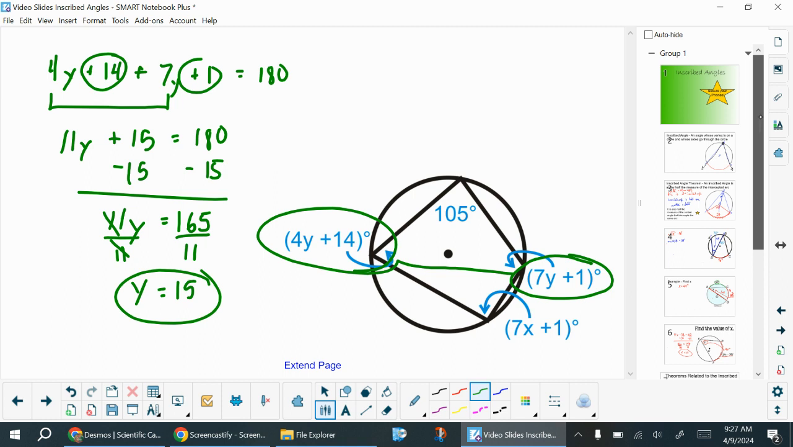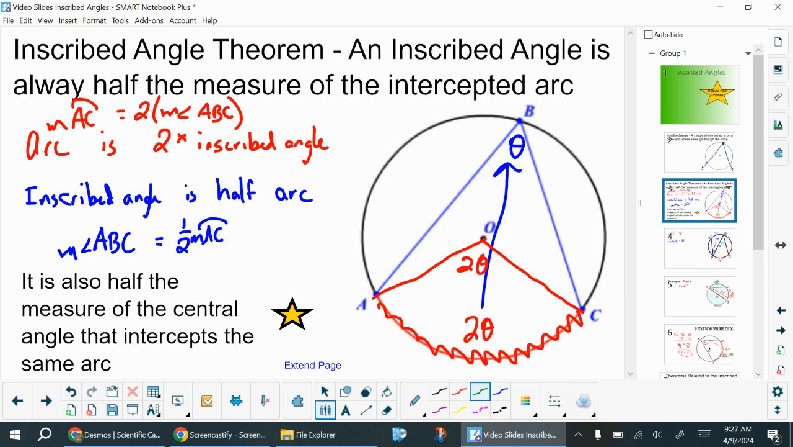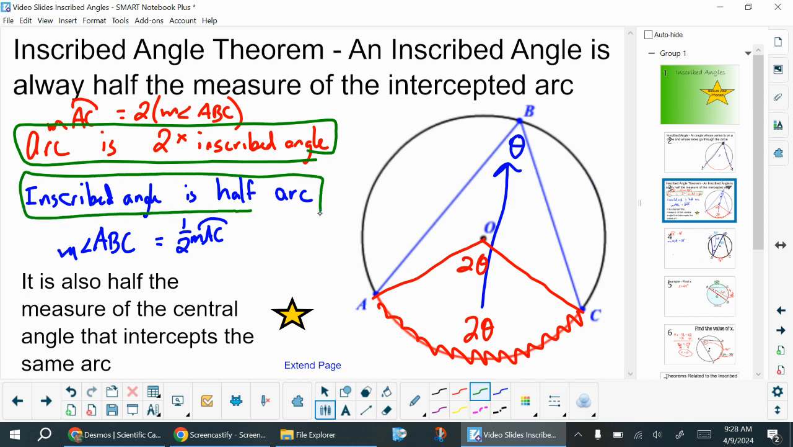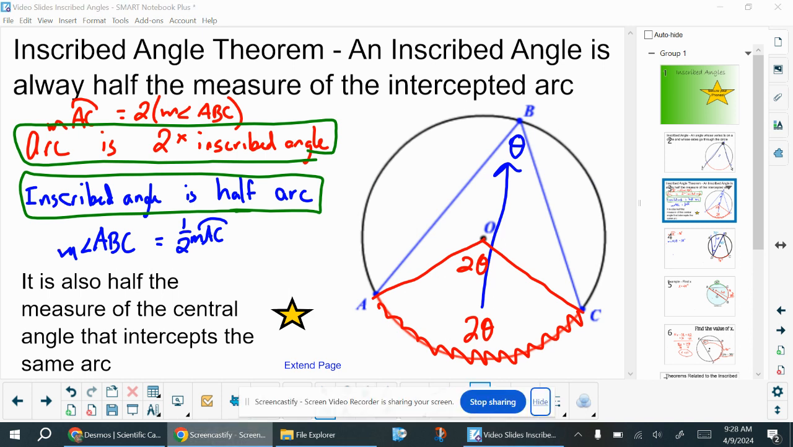So just as a review here, the most important rule on this whole thing is right here, the inscribed angle theorem. An inscribed angle, this blue angle, is always half the measure of the arc, which means the arc is 2 times the measure of the inscribed angle. Right? I would write something like these two things down. The arc is 2 times the inscribed angle. The inscribed angle is half the arc. That's the big thing for today. Everything else is just a result of that, like using that knowledge.